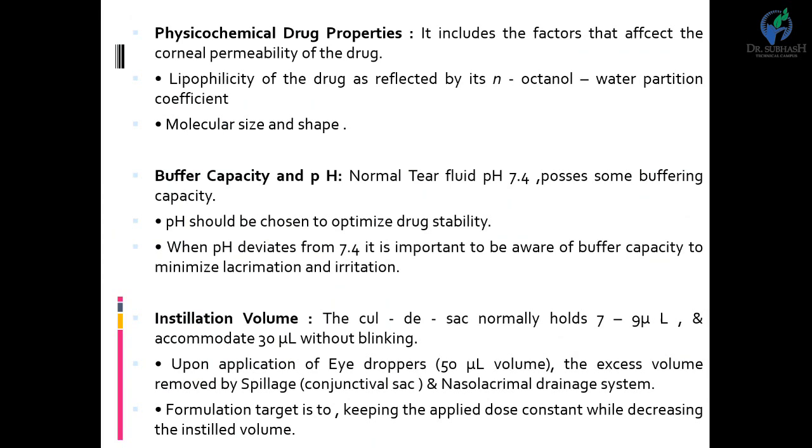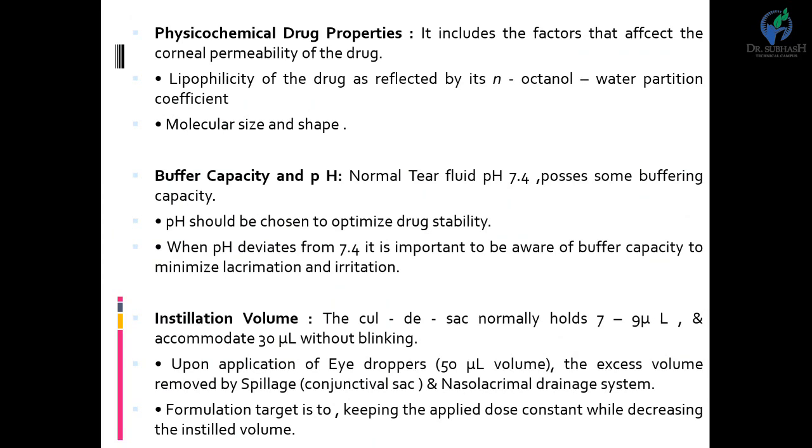Normal tear fluid pH is around 7.4 and possesses some buffering capacity. The pH should be chosen to optimize the drug stability. When the pH deviates from 7.4, it is important to be aware of the buffer capacity, to minimize lacrimation and irritation from the change in pH, so that it is suitable for the eye and not giving any irritation. Then the instillation volume: we have to see that the volume the eye can accommodate without blinking is 30 microliters.